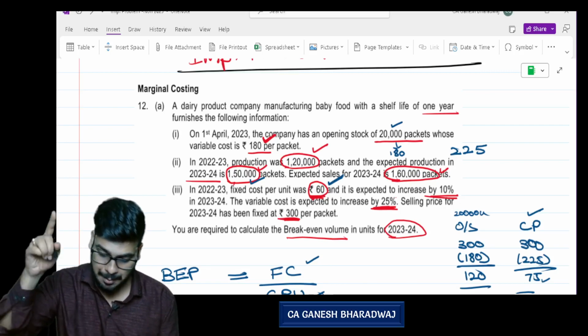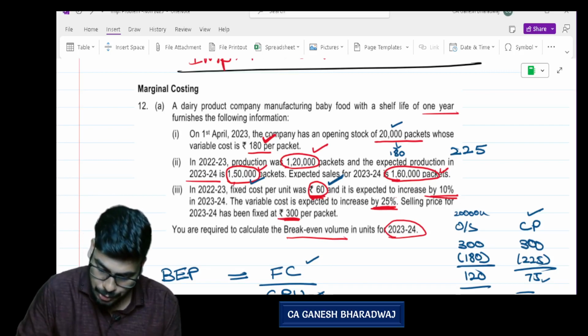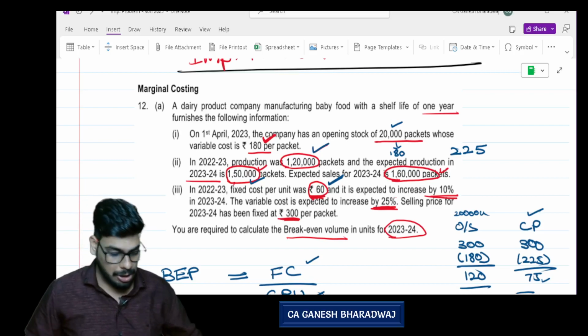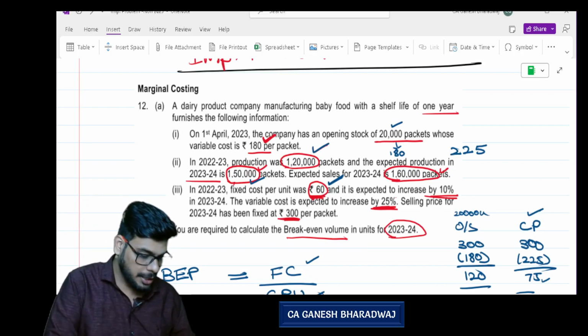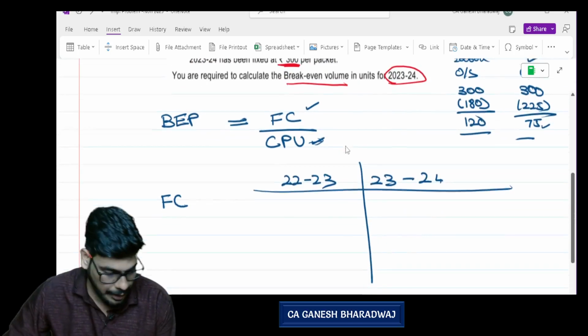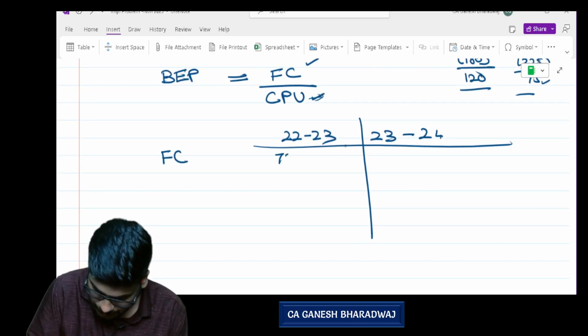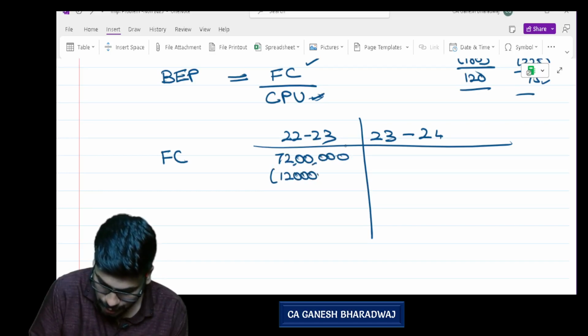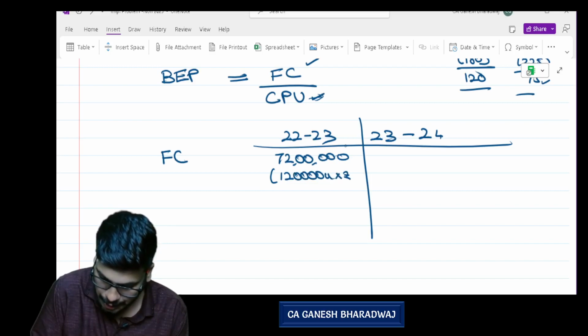And in the previous period, how many units were produced? 1,20,000 units were produced, correct? So fixed cost will be 1,20,000 into 60. It is going to be 72 lakhs, correct? So the fixed cost of the previous year is 72 lakhs. How we got this? 1,20,000 units into 60 rupees. Are you clear with this?